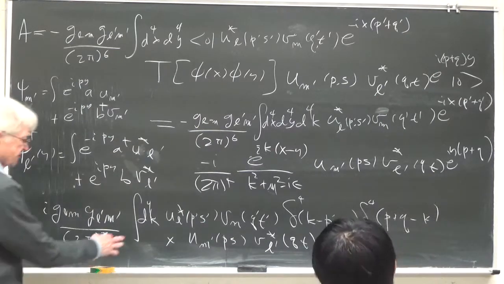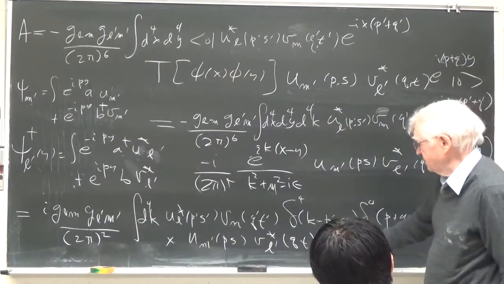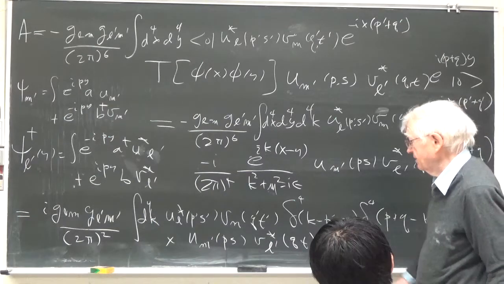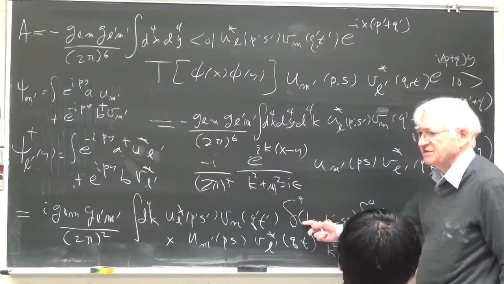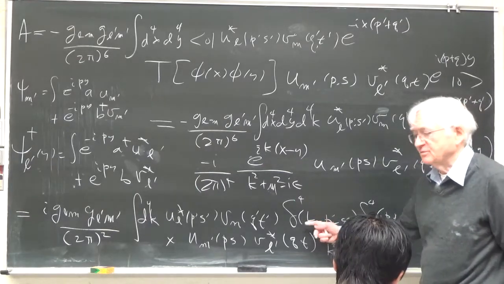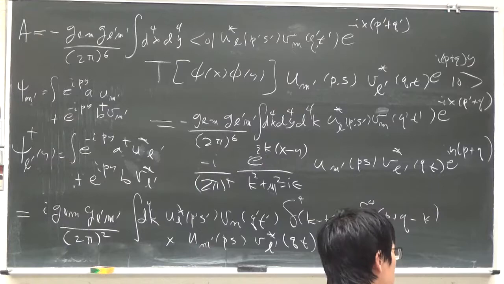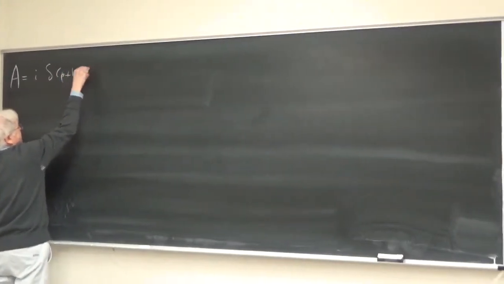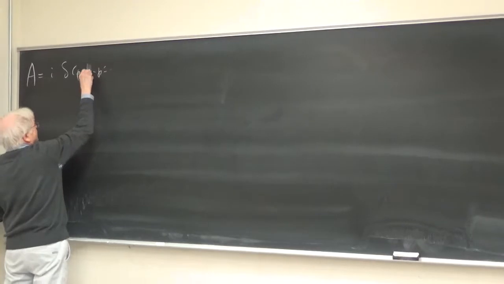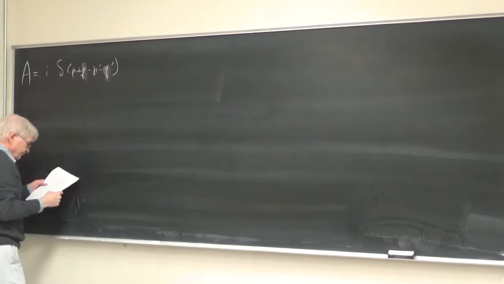So when we do the integral over k, this delta function sets k equal to P plus Q, so this becomes (P plus Q) squared. And the other delta function, k is replaced by P plus Q, so this just conserves energy and momentum for the whole process. And so altogether then, the amplitude is i delta fourth of P plus Q minus P prime minus Q prime.